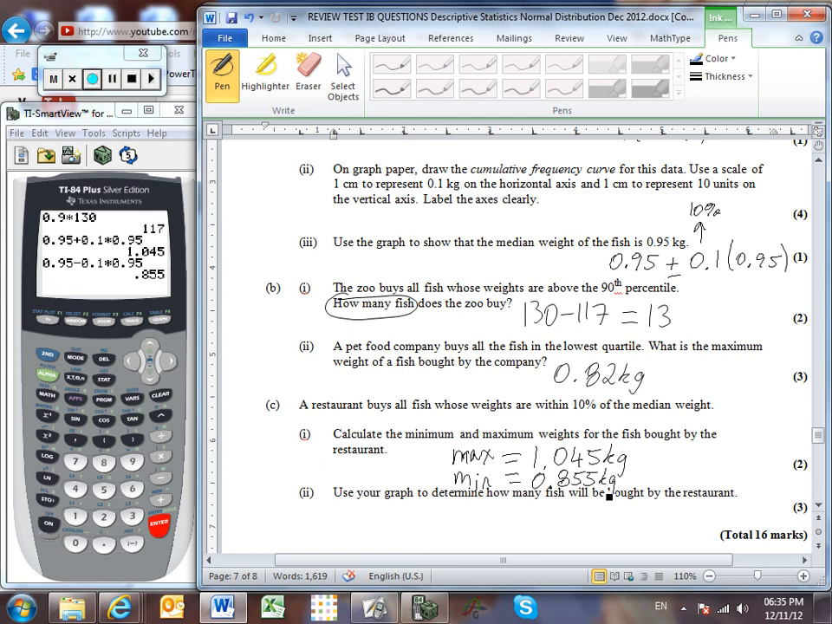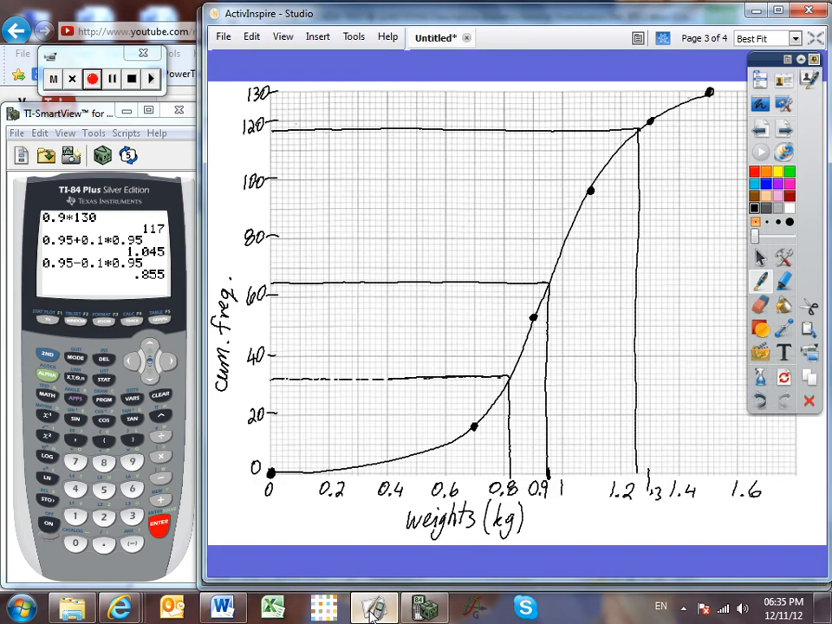It says use your graph to determine how many fish will be bought by the restaurant. So we're going to figure out how many fish we have in between 1.045 and 0.855. So let me draw a couple of lines up from those amounts. 0.855 is right about here, and that comes across to be at about, I don't know, it looks to be at about 42 maybe. Kind of pretty rough, I know.